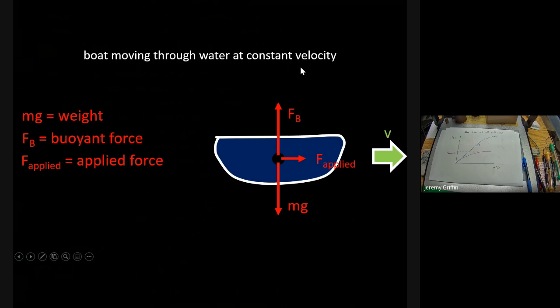Constant velocity means all the forces must balance. There must be a drag force from the water. I guess that. Okay. And in fact, it must exactly balance out with the applied force. Okay.